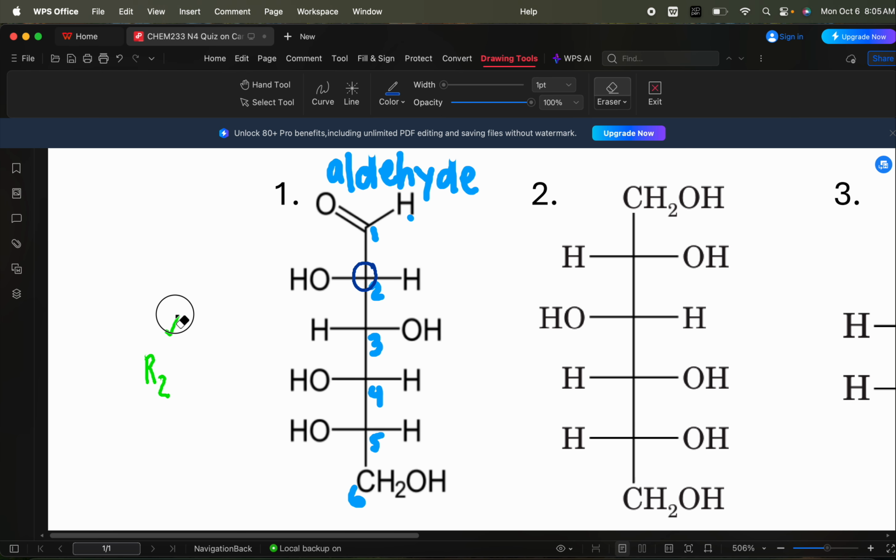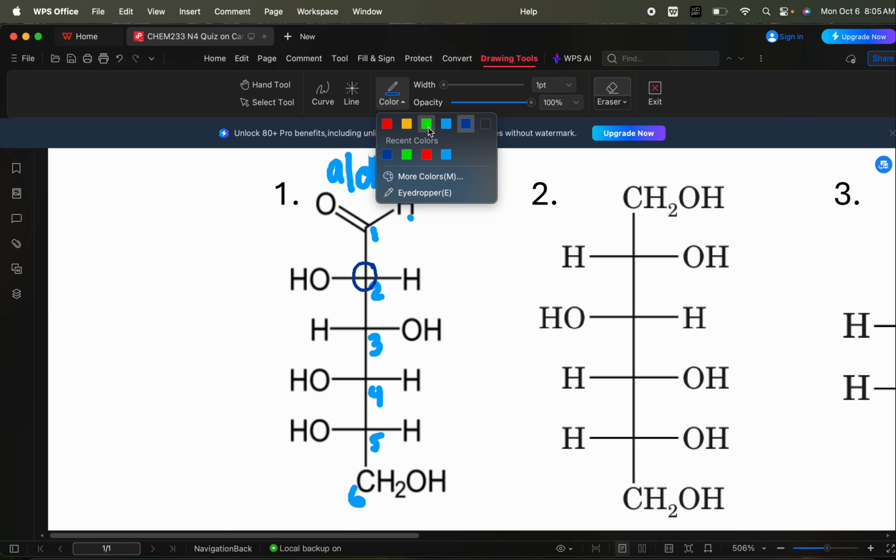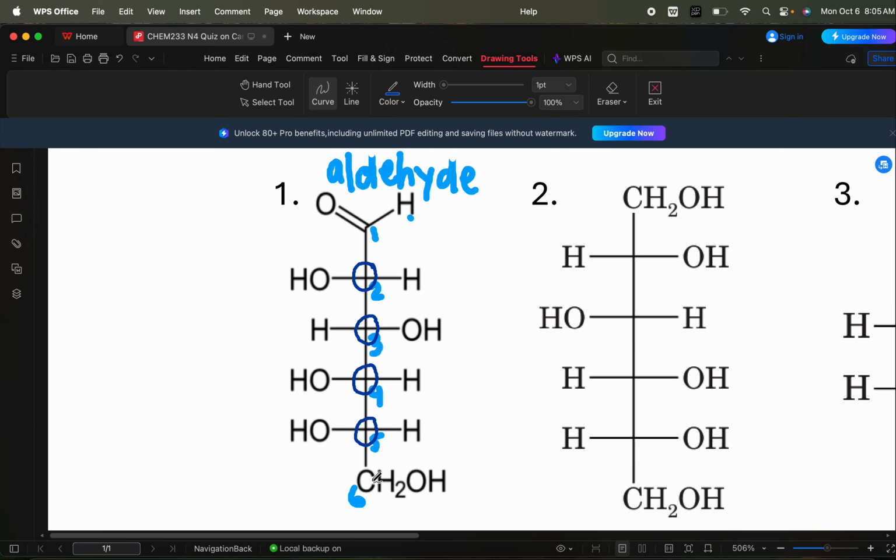For carbon number 3, if we look at it, it is still the same. So meaning to say, carbon number 3 is also a stereocenter. And likewise with carbon number 4 and carbon number 5, because the top and the bottom substituents are unique. Now let's go to carbon number 6.